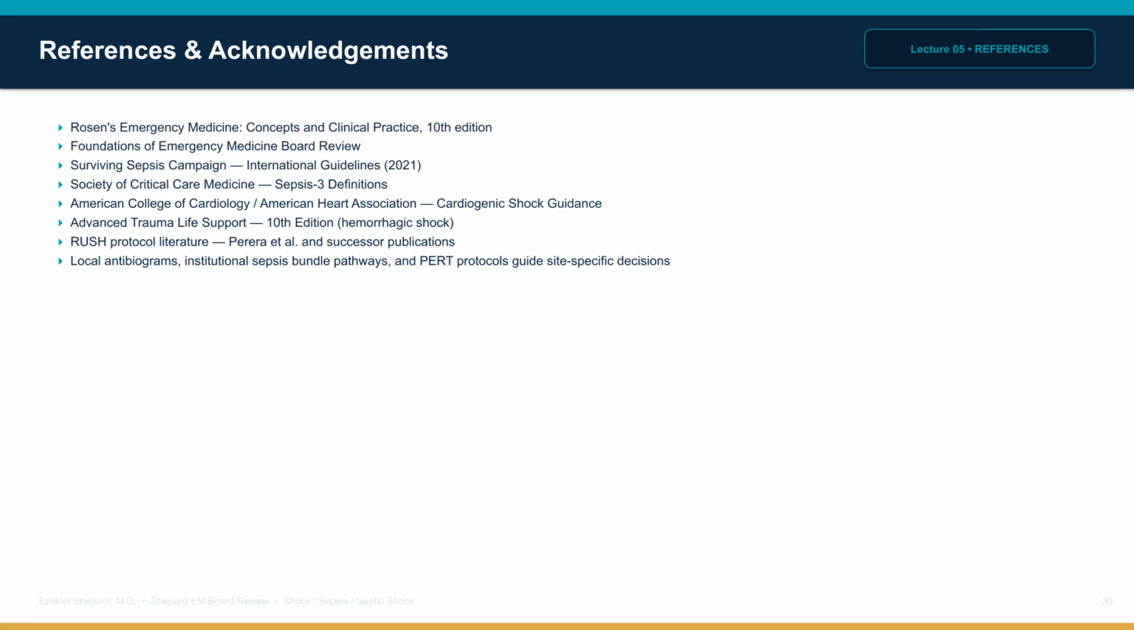References for this lecture include Rosen's Emergency Medicine, 10th edition, Foundations of Emergency Medicine Board Review, the Surviving Sepsis Campaign 2021 International Guidelines, the Society of Critical Care Medicine Sepsis-3 Definitions, the American College of Cardiology and American Heart Association Cardiogenic Shock Guidance, and the Advanced Trauma Life Support 10th edition for hemorrhagic shock. Point-of-care ultrasound protocol references include the RUSH protocol literature. Local antibiograms, institutional sepsis bundle pathways, and pulmonary embolism response team protocols should guide site-specific decisions.